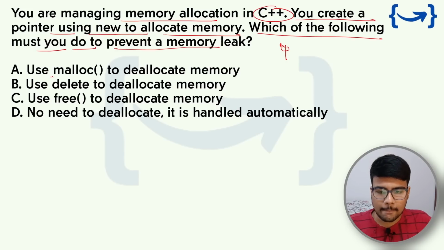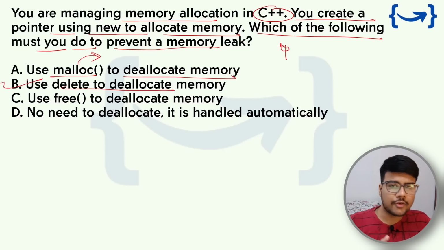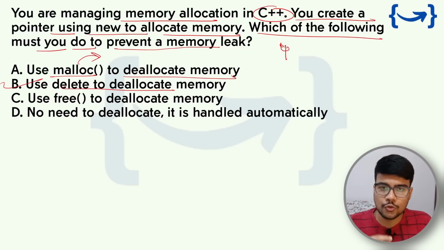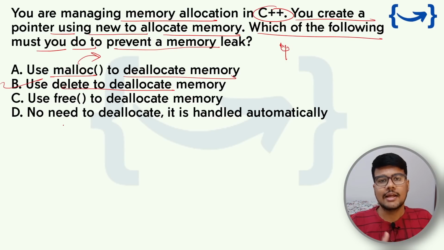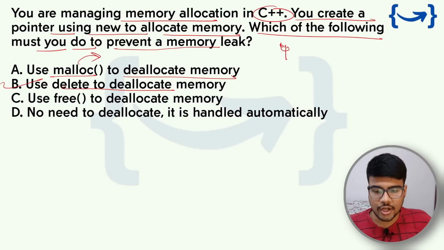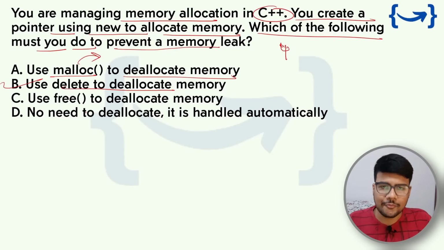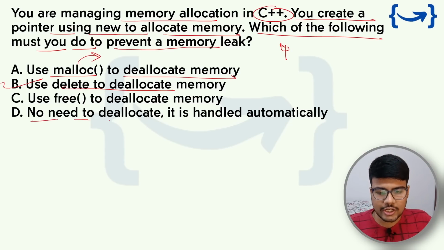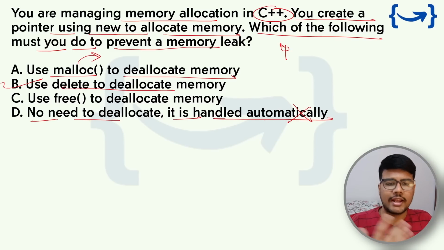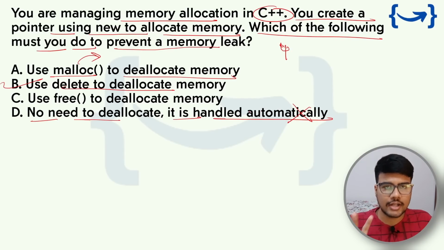Okay, use malloc to deallocate memory? No, it is used to allocate memory. Use delete to deallocate memory? Yes, we use delete whenever we want to delete a node or free up memory. The delete keyword frees up the memory and prevents the memory leak. Use free to deallocate? No, we use it but not frequently. No need to deallocate, it is handled automatically? No, in C++ and languages of this type, it is not handled automatically. So delete would be the right answer to this question.